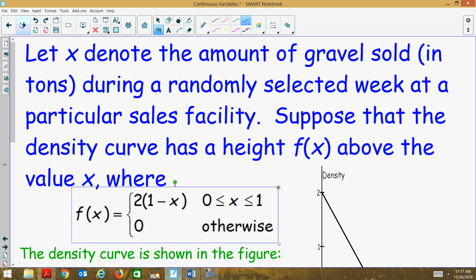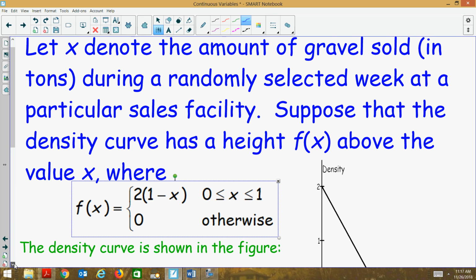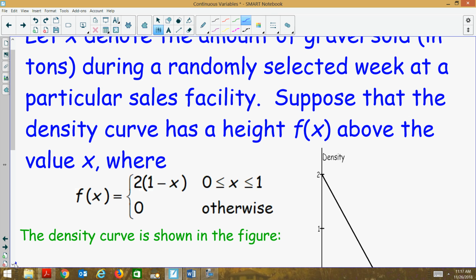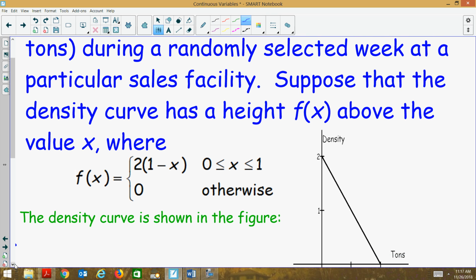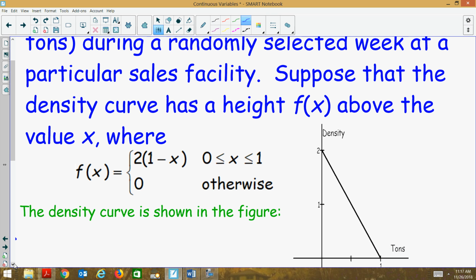Here's the example. Let X denote the amount of gravel sold in tons during a randomly selected week at a particular sales facility. Suppose that the density curve has a height f of x above the x value where f of x is equal to this following linear equation, 2 times 1 minus x, when x is between 0 and 1. It's 0 under any other circumstance. So the density curve would look like this. It's a line segment. It's a linear function here, so it's a line segment.